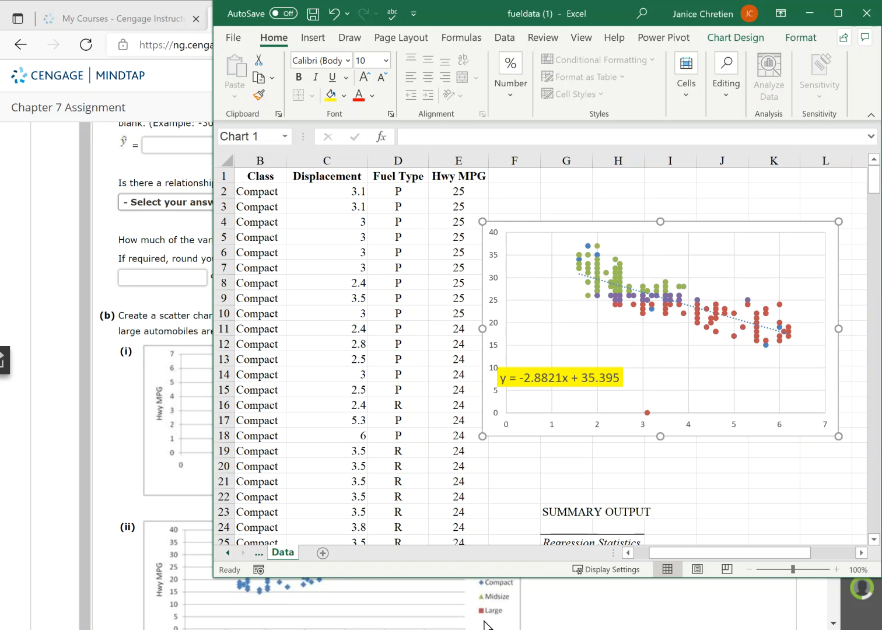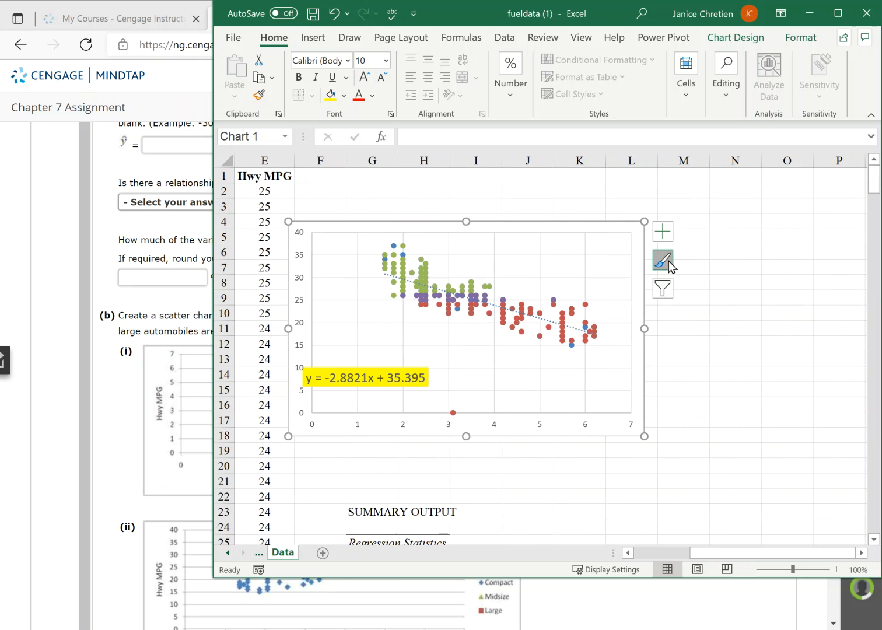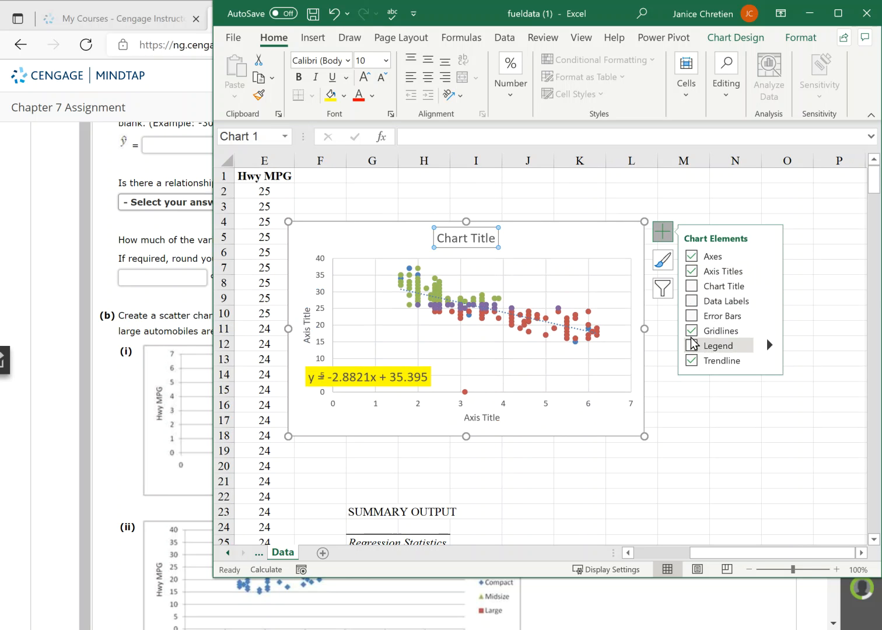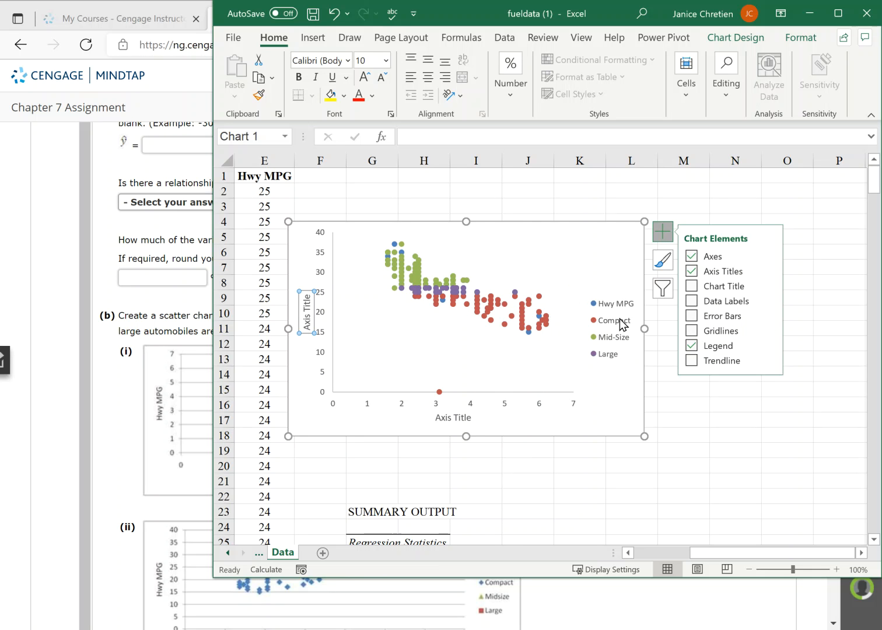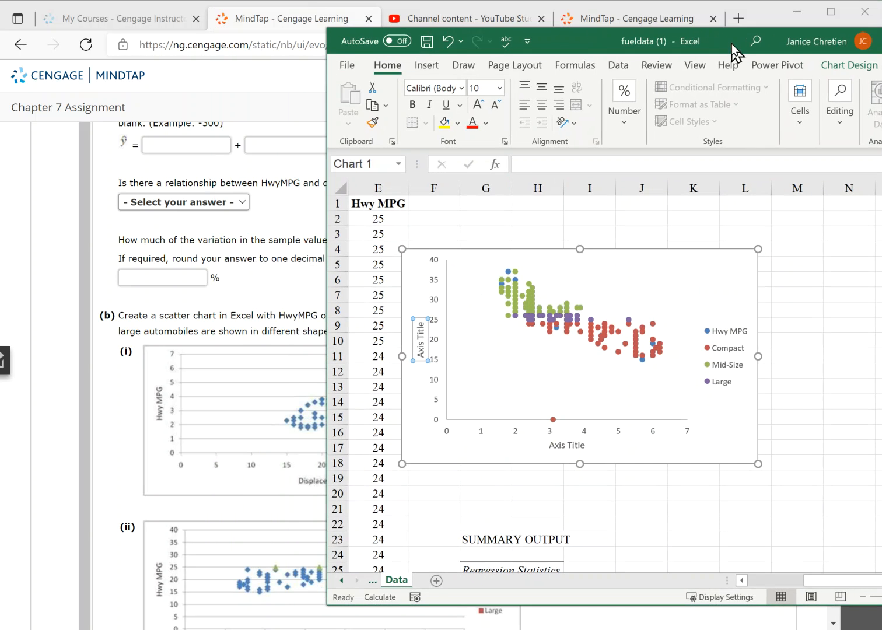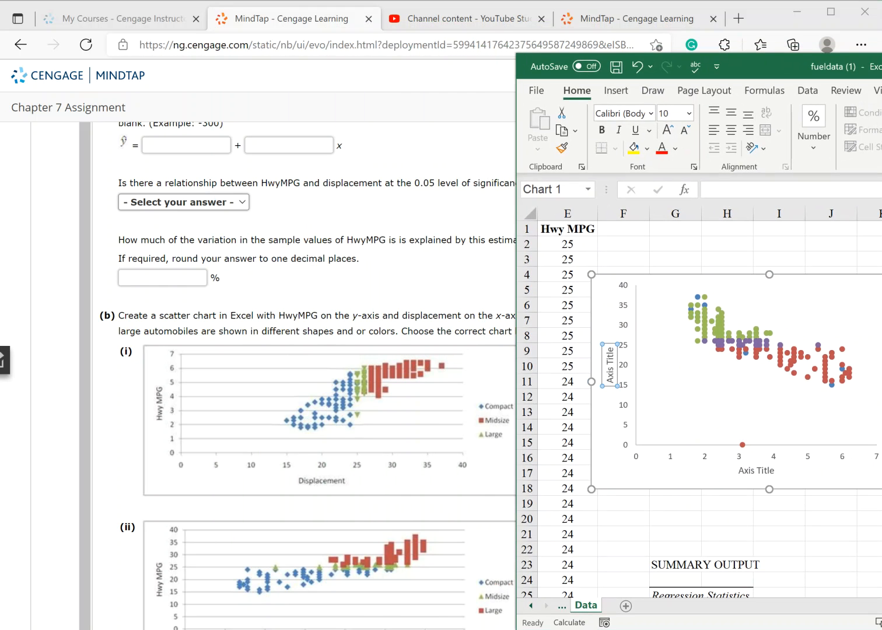There is my scatter plot, and I need to tell it to give me axis. I don't want grid lines, I don't want the trend line, but I do need a legend so that I know what color goes with each of these. And my color, I could mess with it and make it match up to these to make it easier, or I can just be real careful to know that.